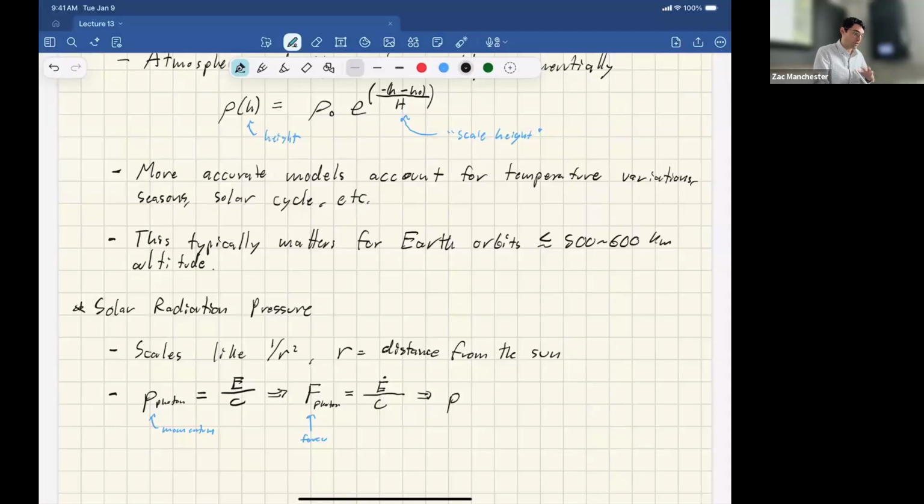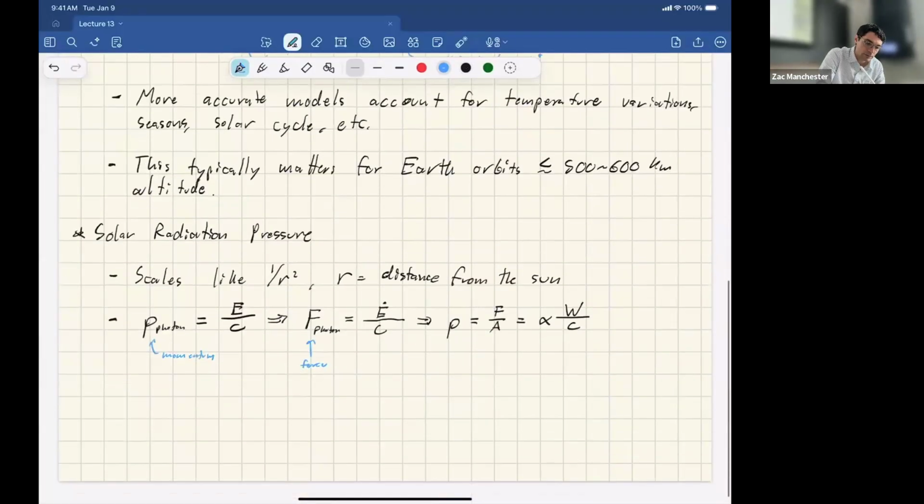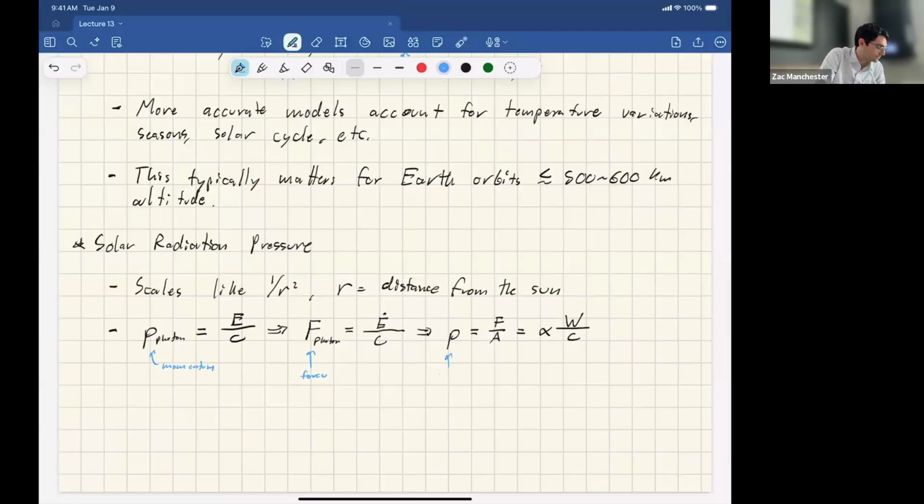Okay, so now we're talking pressure. Pressure is force per unit area, right? So I'm just taking that force and dividing it by some surface area. We're going to get some kind of constant fudge factor out front. And then we're going to get E dot, which we're going to call W, which is power, over the speed of light. This W is solar flux.